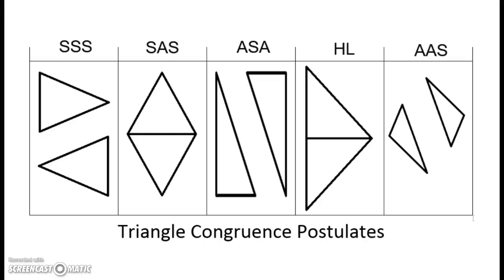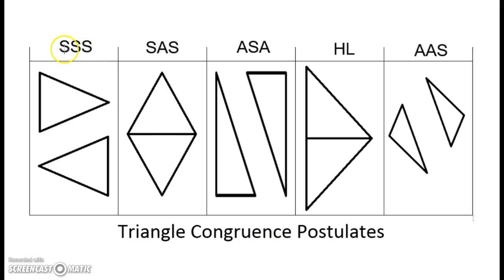So in the same way that we have similarity postulates, where we talk about two triangles being similar because of their sides or their angles, we also have some congruence postulates we're going to talk about. Now, the big difference between similarity and congruence is that similar figures are two different sizes, and congruent figures are exactly alike in every single way.